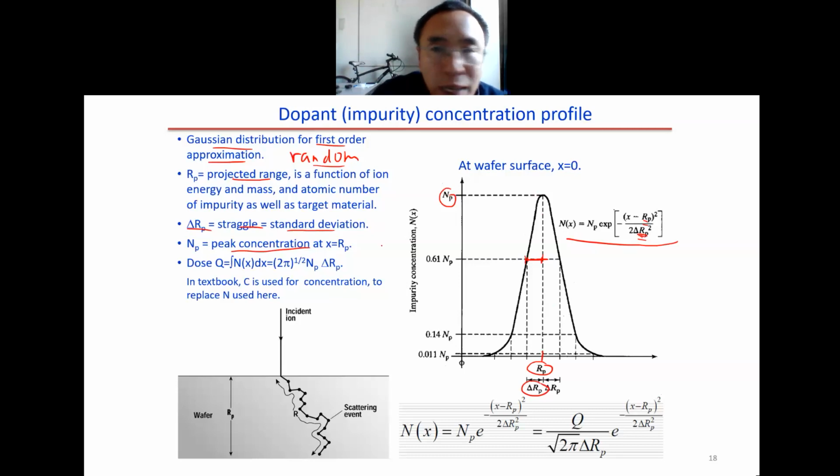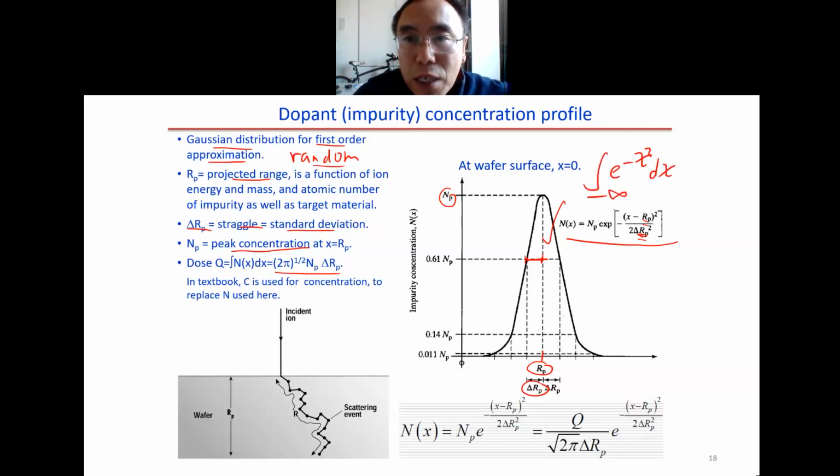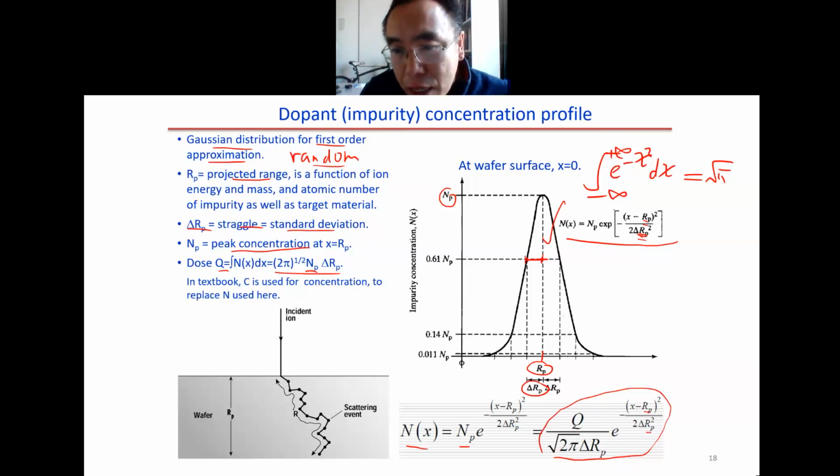So the dose is given by, if we do the integration, we get the dose. The dose integral dx is given by this value here. But this is not difficult because we know that the integral of e to the minus x squared dx from minus infinity to plus infinity gives the square root of pi. This way we do the integration, we get the dose. So in the end, the dopant concentration is given by NP times this one. If we put the Q and NP here, we have this one here. So this is the profile. So if you know the RP and the delta RP and the dose, you know the profile.